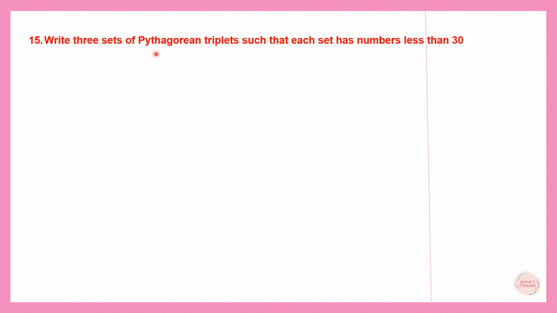Question 15. Write three sets of Pythagorean triplets such that each set has numbers less than 30. Now, what are Pythagorean triplets? From the word triplets, we are talking about three numbers. If you take any three natural numbers a, b and c, and a square plus b square is equal to c square, that means the square of the first number added to the square of the second number equals the square of the third number, then we call this set of three natural numbers Pythagorean triplets.